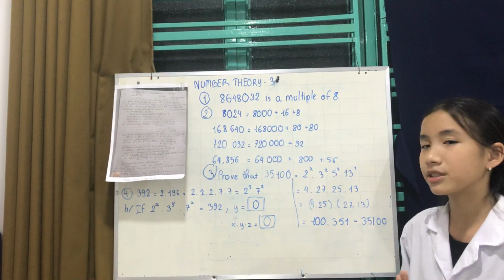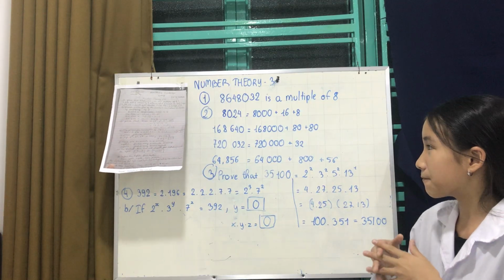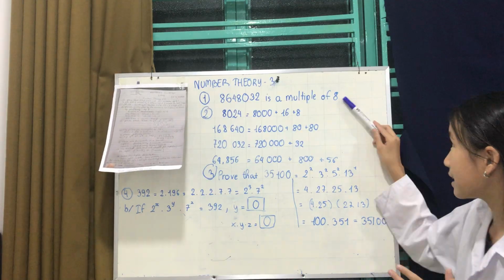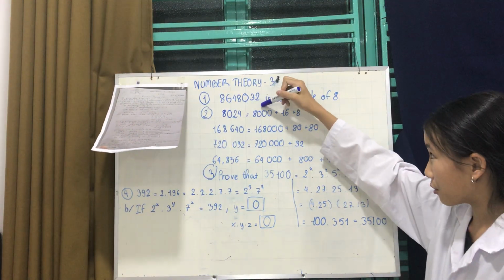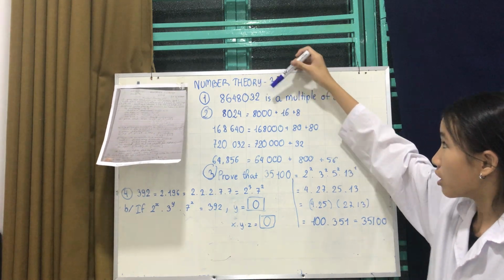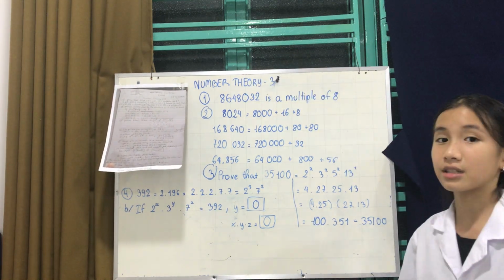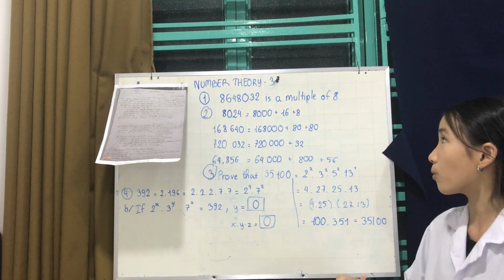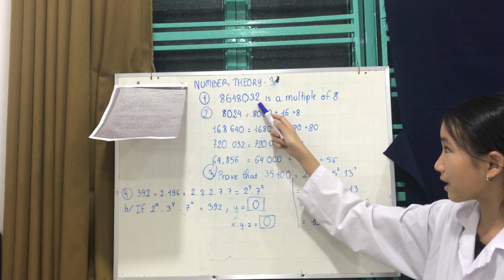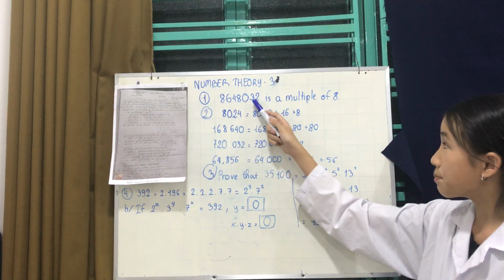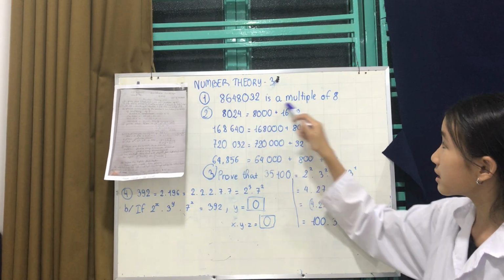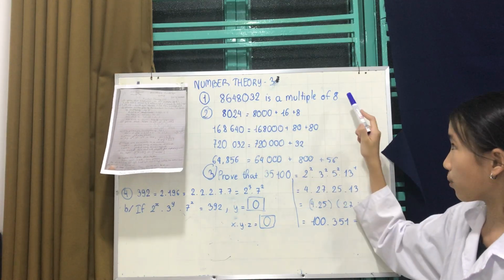Why? Well, according to the divisibility rule of 8, the last 3 digits must be divisible by 8, which is 032. So that is 32, and 32 is divisible by 8 without any remainder. And if we calculated the whole number, it would be divisible by 8 with no remainder. So this number is a multiple of 8.